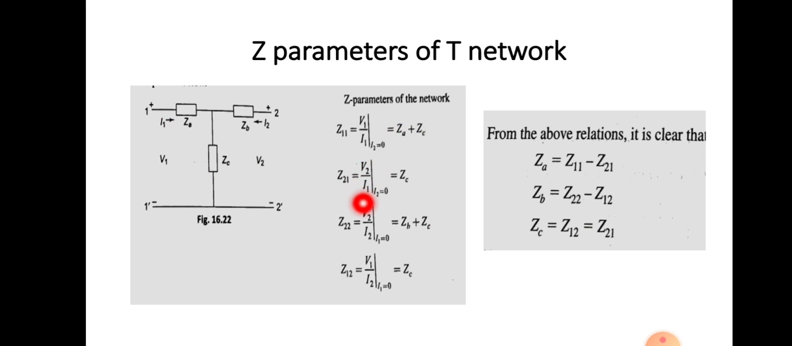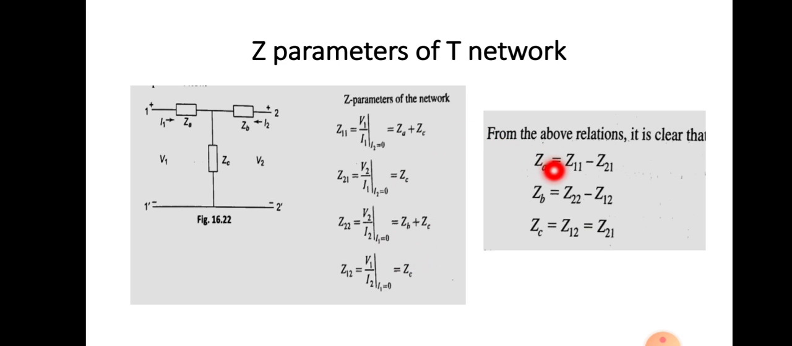Z21 equals V2 by I1. So, V2 is this one and I1 is the current through this branch, and we get this with I2 equal to 0. So, Z21 equals V2 by I1. What is V2? V2 equals ZC into I1. So, ZC into I1 by I1, that is equal to ZC. Similarly, Z22 and Z12 are ZB plus ZC and ZC. So, we have the values of the different parameters. By rearranging all these equations, we will be getting ZA, ZB and ZC. That is a simple mathematical calculation.